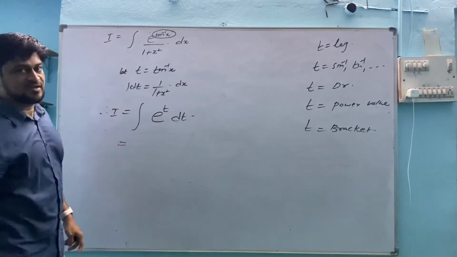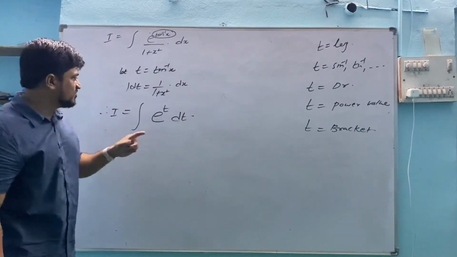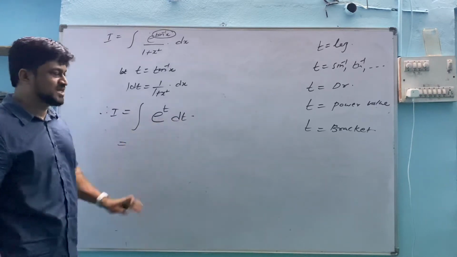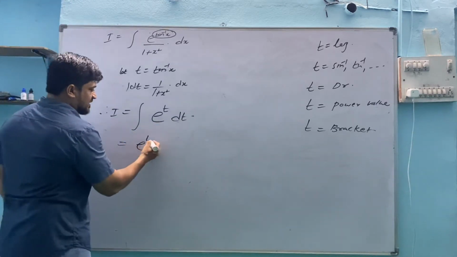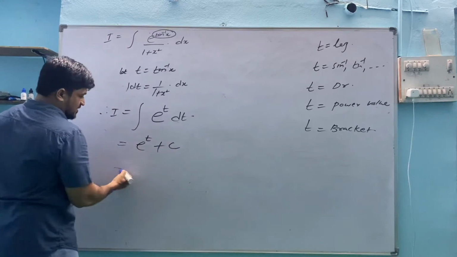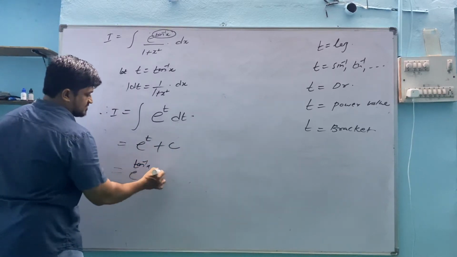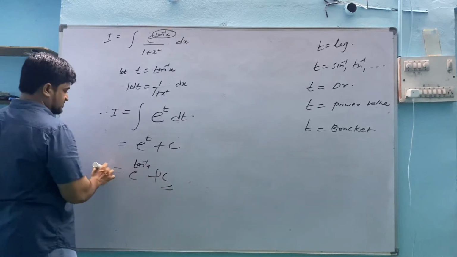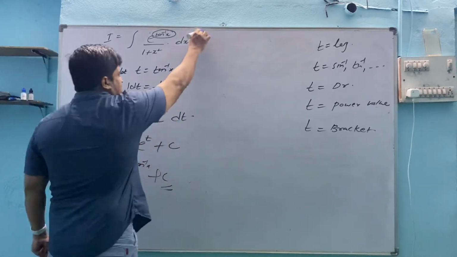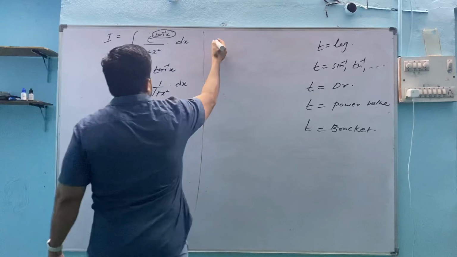Now consider this to be a formula in terms of x. The integral of e power x dx is e power x plus c. Replace, recall the value of t here, or resubstitute the value. This is the substitution method. Check once again.